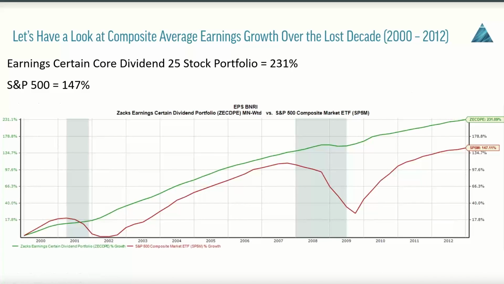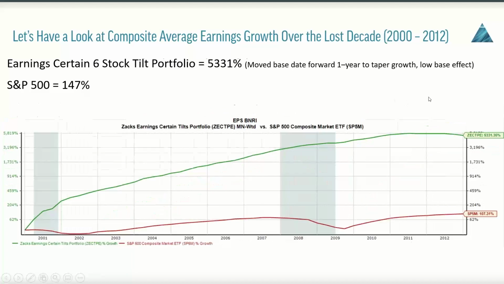The Core Dividend 25 stock portfolio, 231%. We would expect that growth to be tapered a little bit, right? That's a reasonable expectation because we've got a higher payout ratio. You reinvest less into the company, you're not going to grow as fast, and that's completely reasonable. You're still getting probably 50% or better earnings growth relative to the S&P 500, even with a dividend strategy. So that looks really nice.